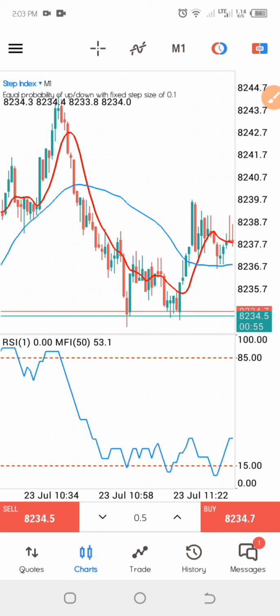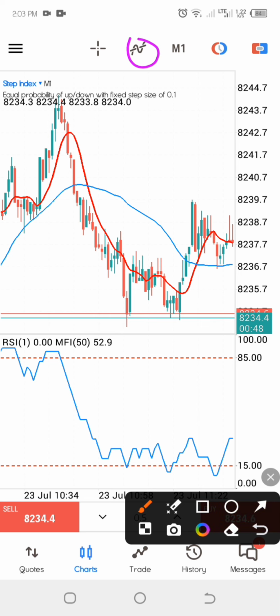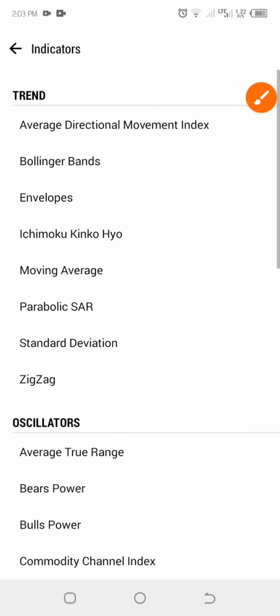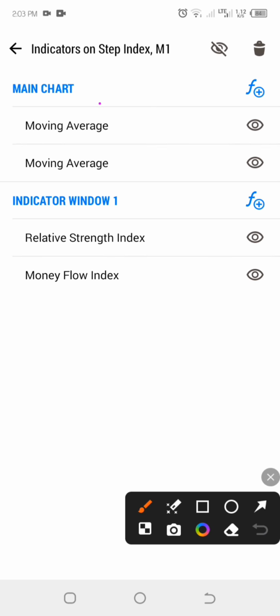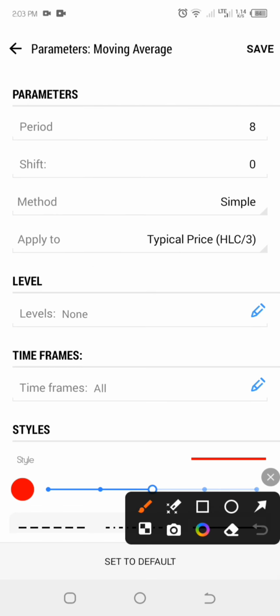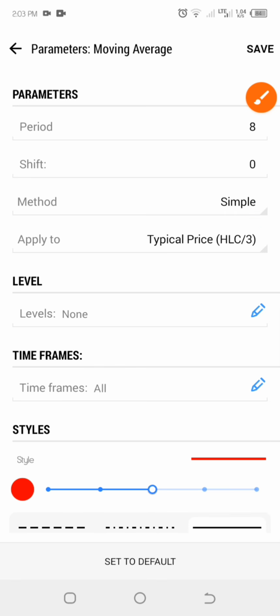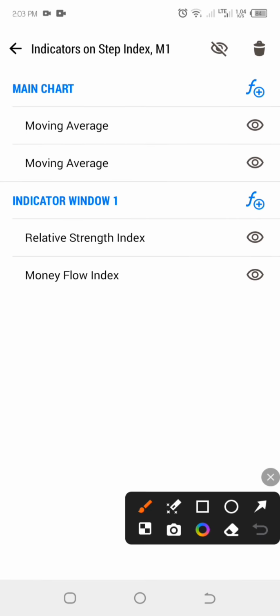Okay, first thing you want to do is opt into where you're going to add your indicators, and what indicators you're going to be adding. When you click on this icon where you are going to add your indicator, the first indicator is the moving average. So how do we add this? We click on this F icon at the top, search for moving average and click on it. Now for the moving average, the period is 8, shift is 0, method is simple, apply to typical price, and for the style use any color of your choice, then click on save. Okay, so that is what you are going to add for your moving average.